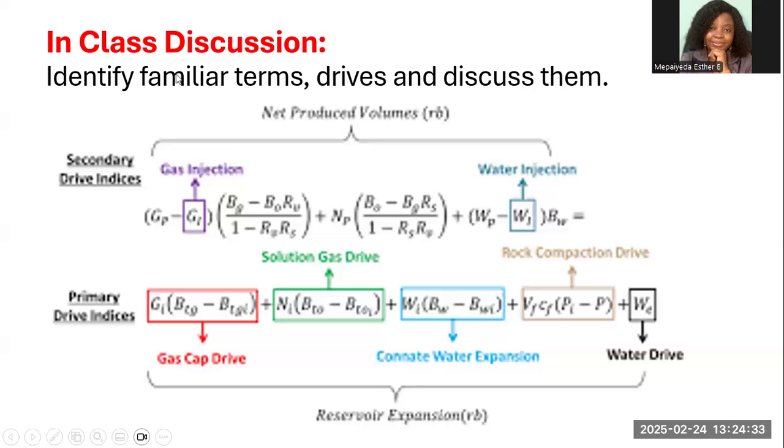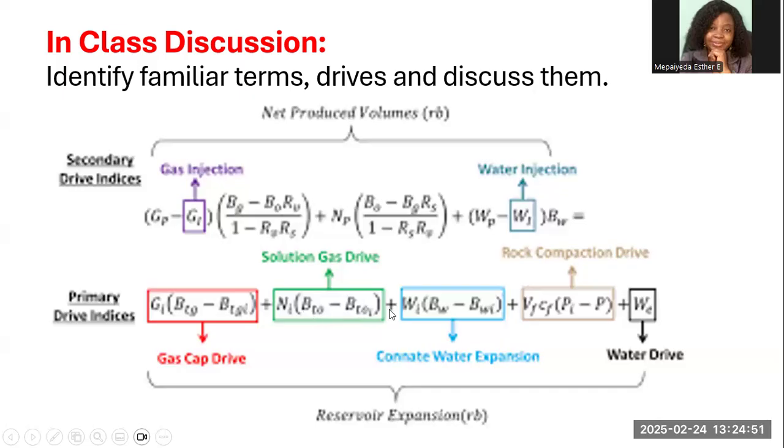So if you're also asked to identify familiar terms within the equation, you should be able to infer your Bg, your Bo, your Rsi, your Rp, your Wp, your Wi, your Bt, especially the two-phase formation volume factor.